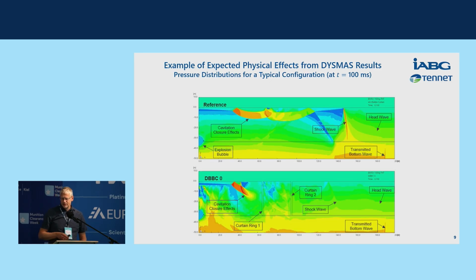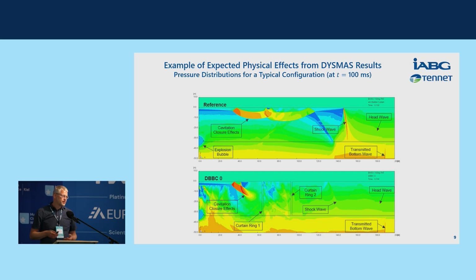On the next slide, that's the same configuration, but a little bit later in time. So here in the reference case, you can still see the shock wave propagating. Cavitation effects are running behind that shock wave. And if you look at the lower picture with the double bubble curtain installed, you can see that the shock wave here now is almost mitigated compared to the reference case.